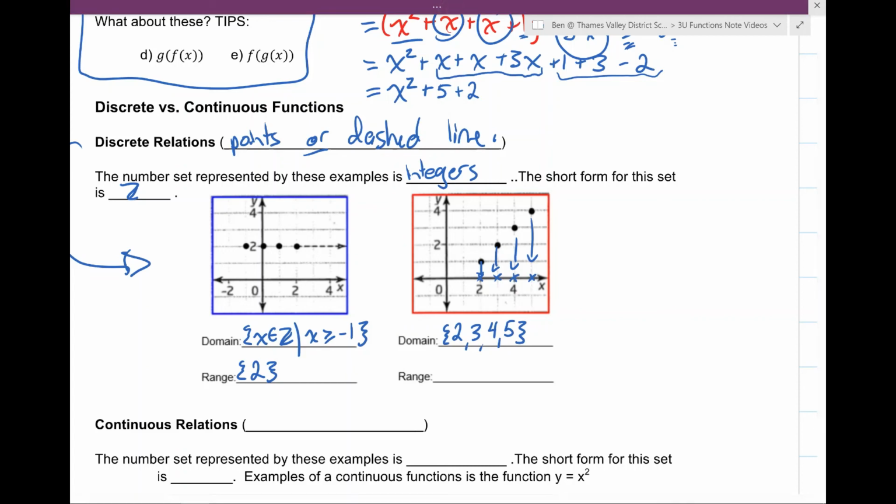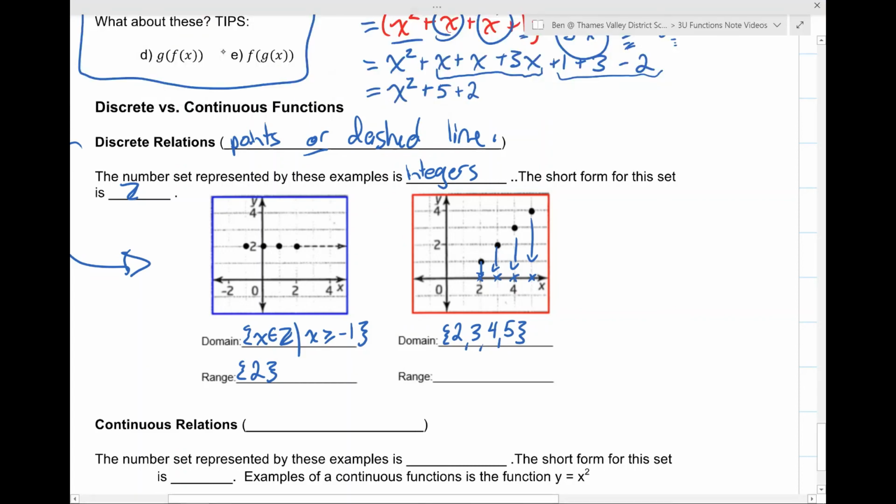All right. Now if I look as well here at my range, well, that's the y coordinate of all of these points. And that looks like it goes, oops, that's not the straightest line here, that looks like it goes 1, 2, 3, and 4. So my range is just going to be that 1, 2, 3, 4. Close the set, and that's it.